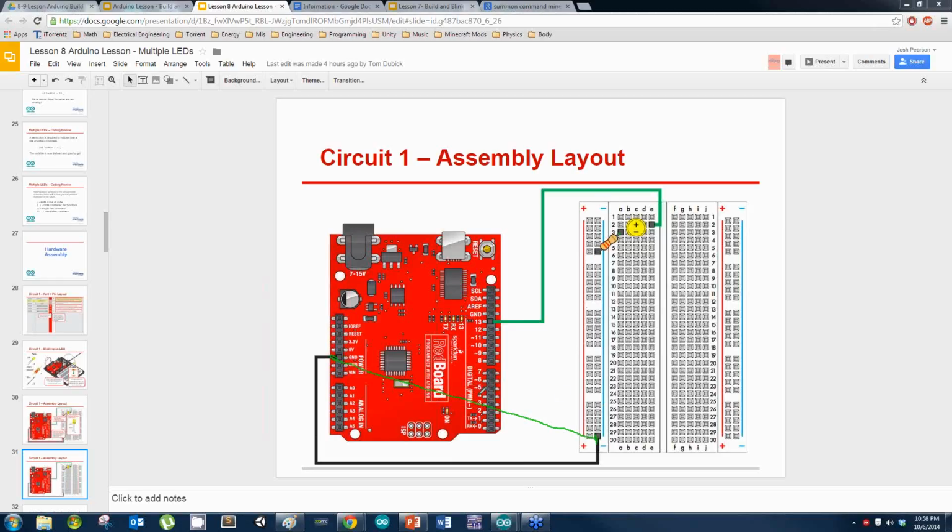Okay. So from now on, I might say plug it into ground. But when I say ground, I'm going to be referencing this here, not the Arduino itself. You should already have this wire hooked up. All right. Take care, Mr. Wade.